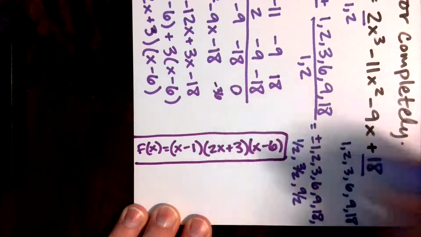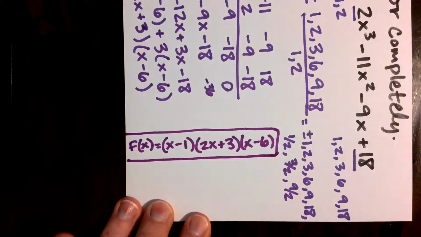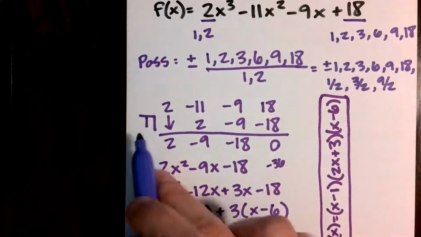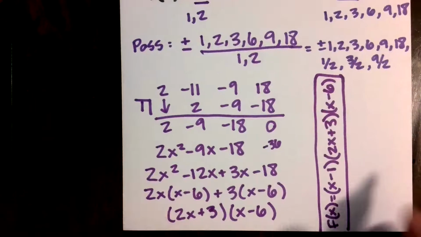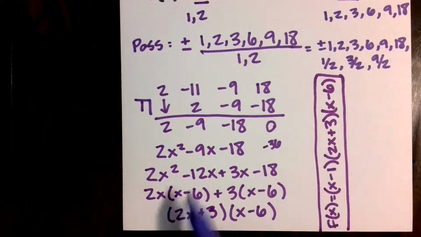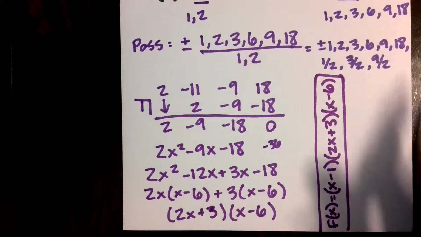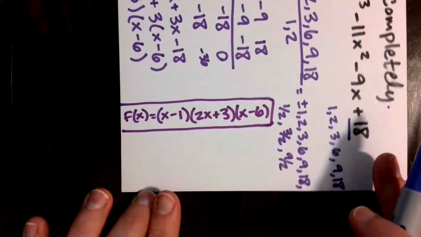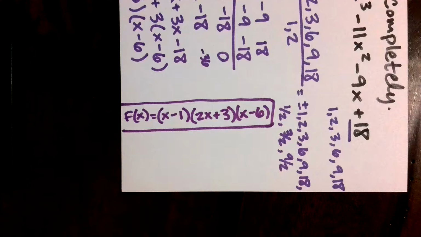So with a third degree polynomial, I am finding one x-intercept using synthetic division, and then after that I can factor my quadratic or use the quadratic formula, and then I've got all of my factors right there.